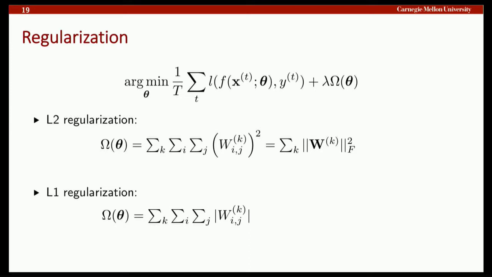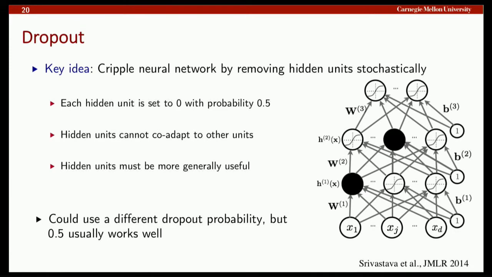There is also L1 regularization that penalizes the sum of the absolute values of your parameters, and that tends to produce sparse parameters in your neural network. And so these are commonly used ones. Now, one of the ideas that came in 2014 that has become the state-of-the-art for doing regularization is the idea of dropout. And the idea behind dropout is you basically want to cripple your neural network by removing hidden units stochastically.